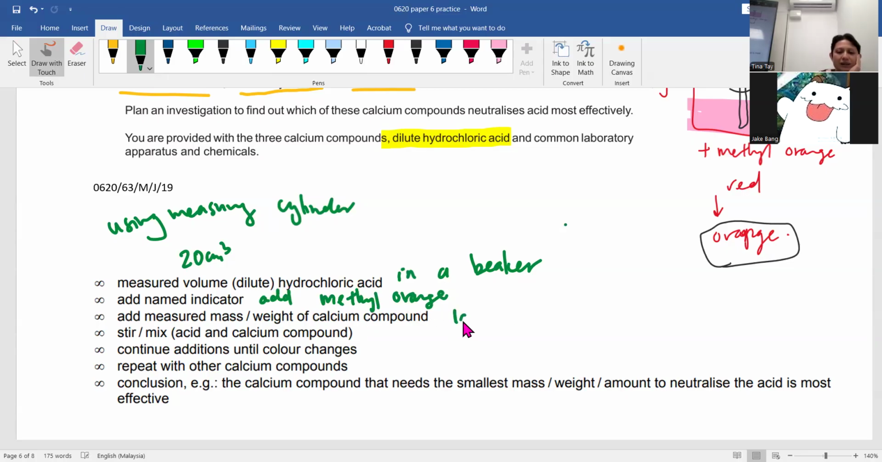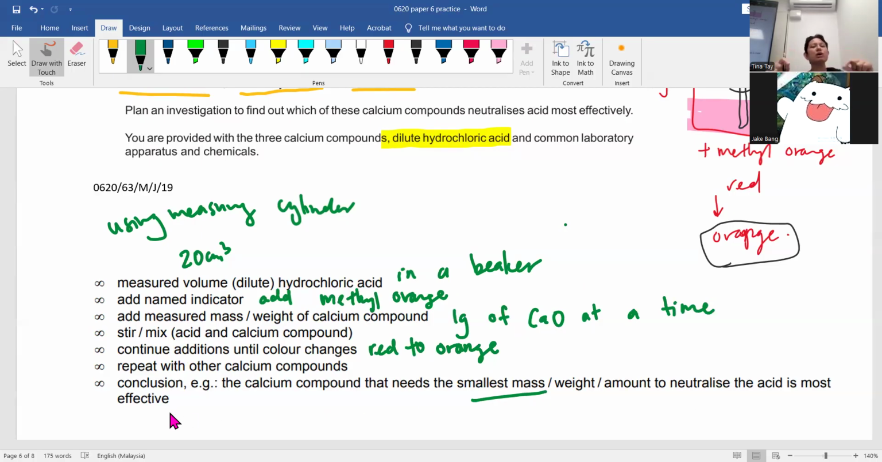Okay, add 1 gram of calcium oxide. Then stir and mix, 1 gram at a time, continuing addition until the color changes from red to orange. Repeat with other calcium compounds. The calcium compound that needs the smallest mass is the best.